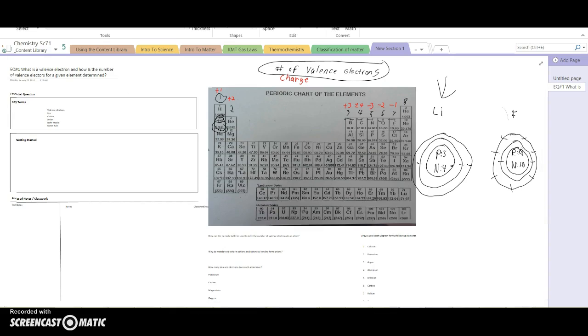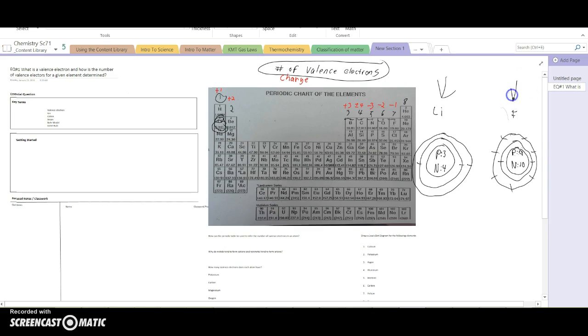And we can see that there's 2 electrons in the first energy level, and there can be up to 8 electrons in the second energy level. So in the case of lithium, there's 2 in the first energy level, and that leaves 1 valence electron. So a valence electron is an electron in the outermost shell.